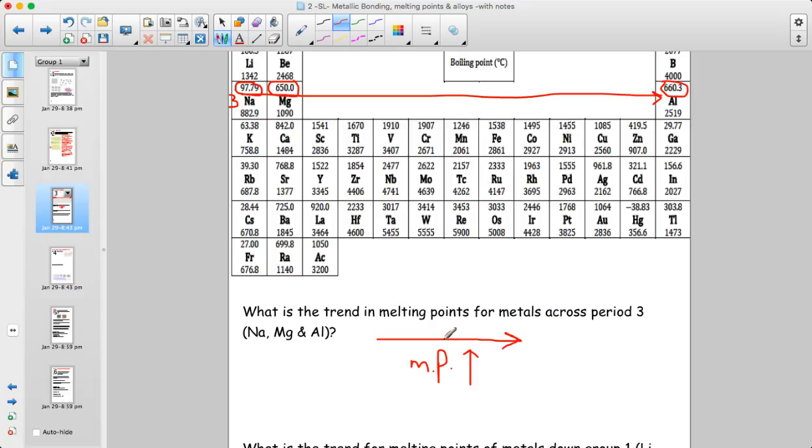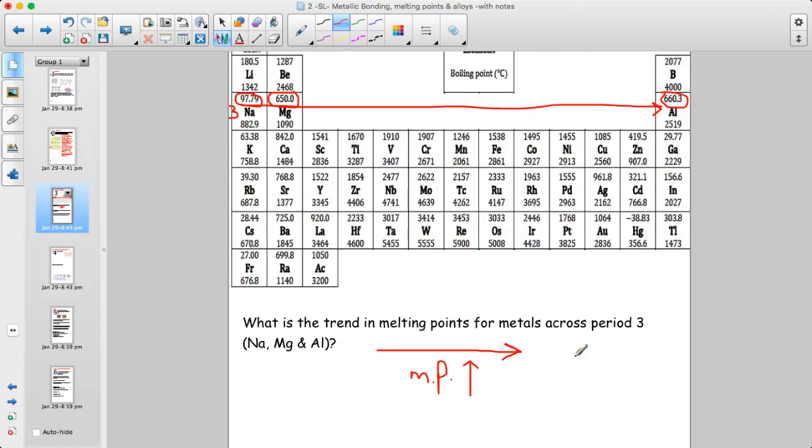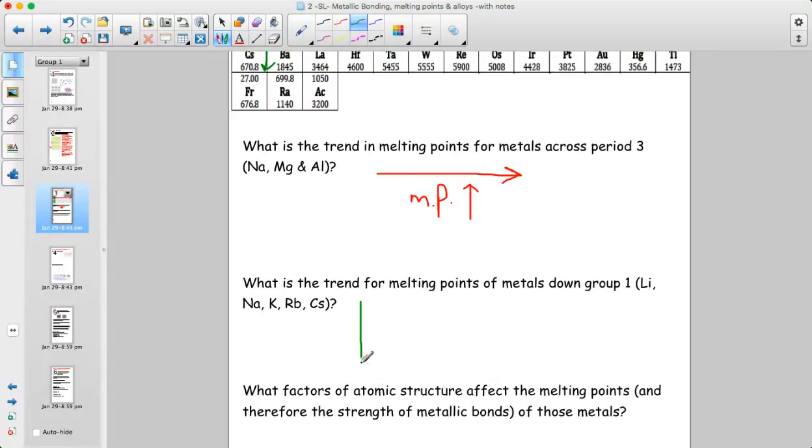We're going to have to try to explain why that is. The other trend that you're expected to be aware of is what is the trend for melting points down group 1? Group 1 are the alkali metals, lithium, sodium, potassium, rubidium, cesium. You are expected to be able to explain this trend. If we look at the melting points, we've got 180.5, about 98, about 63, about 39, about 28. So they're definitely dropping. As we go down the group, the melting point of these metals goes down.